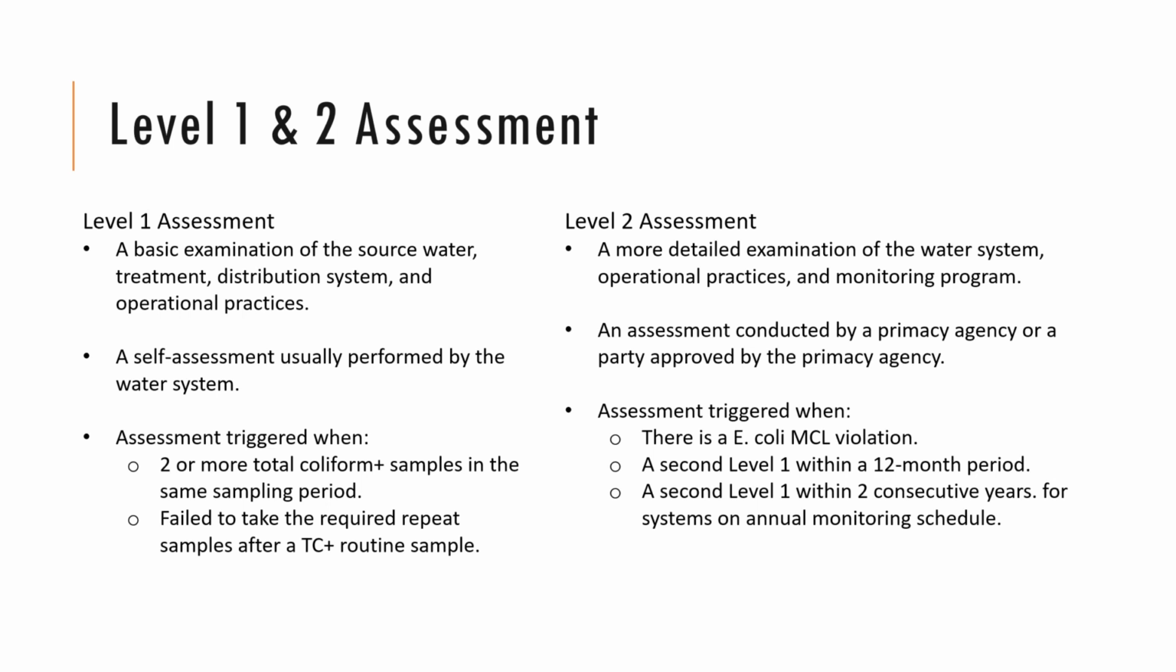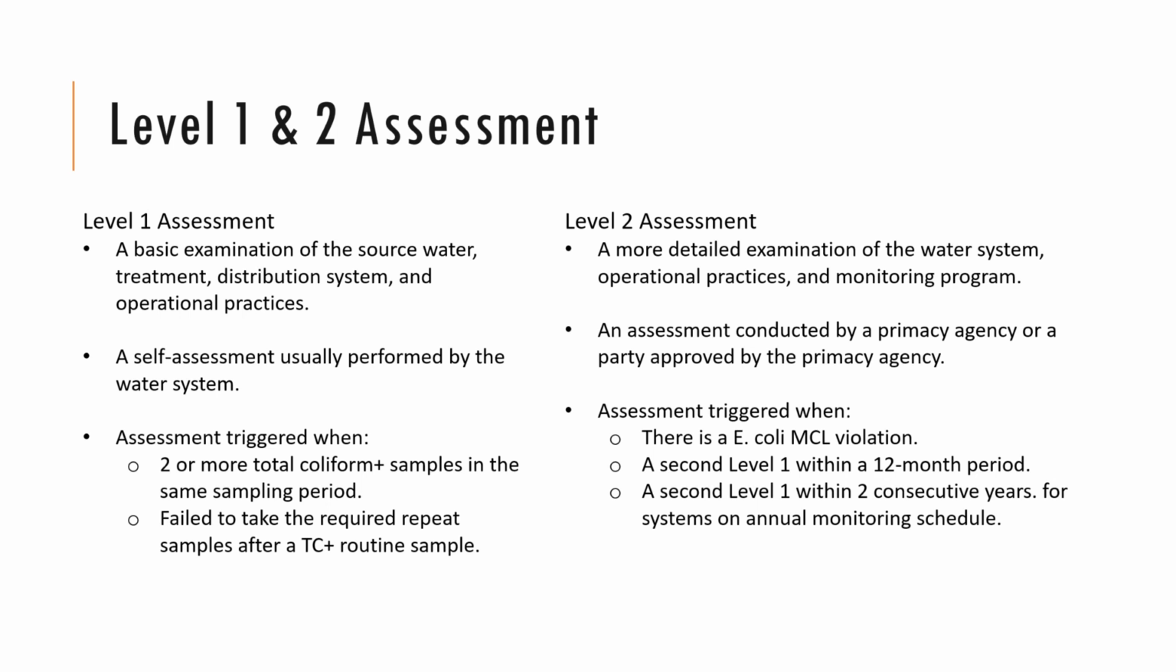A level 2 assessment, on the other hand, is a more detailed examination of the water system. The elements which are assessed are the same as a level 1 assessment, but they are examined in more detail. This is because the cause of the level 2 trigger is either an E. coli MCL positive violation, a second level 1 violation within a 12-month period, or a system that is on annual monitoring fails or triggers a second level 1 within 2 years.